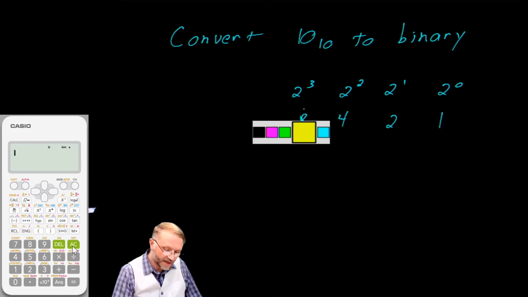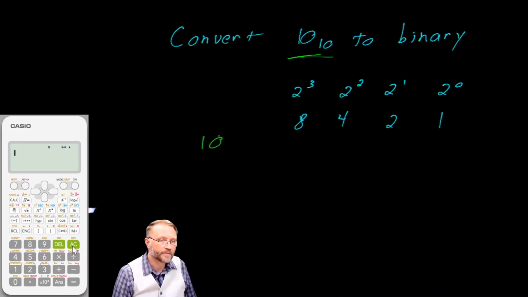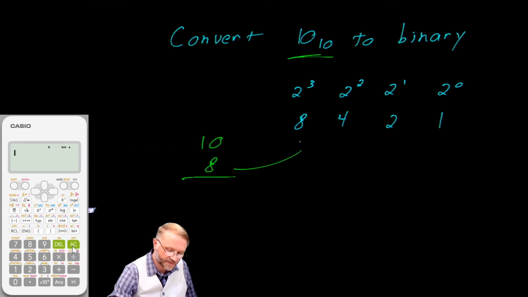Now, take the number of interest. That would be this number here. We're going to write it like so. Now we're going to perform a series of subtractions. So we have the number 10, and we ask ourselves, how many times does 8 go into that number? And the answer is, well, it goes in 1 time. So we write a 1 here. And the remainder of that operation is 2.